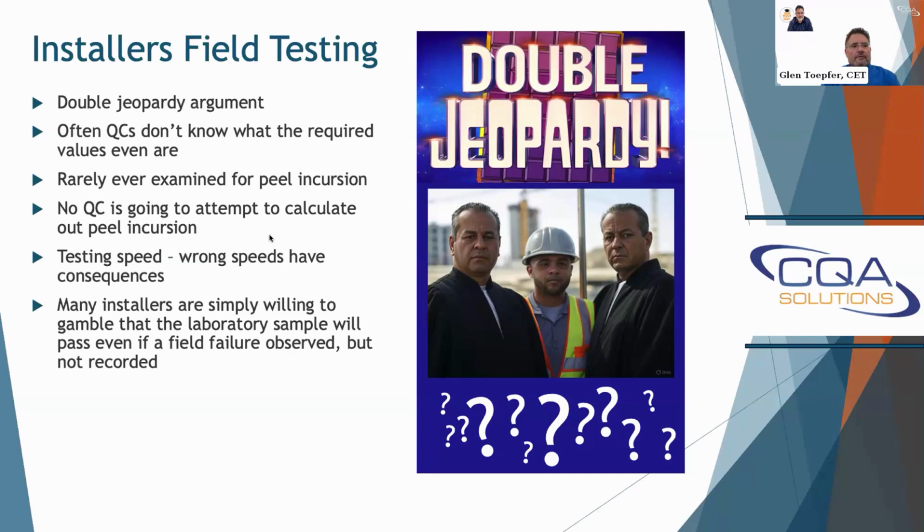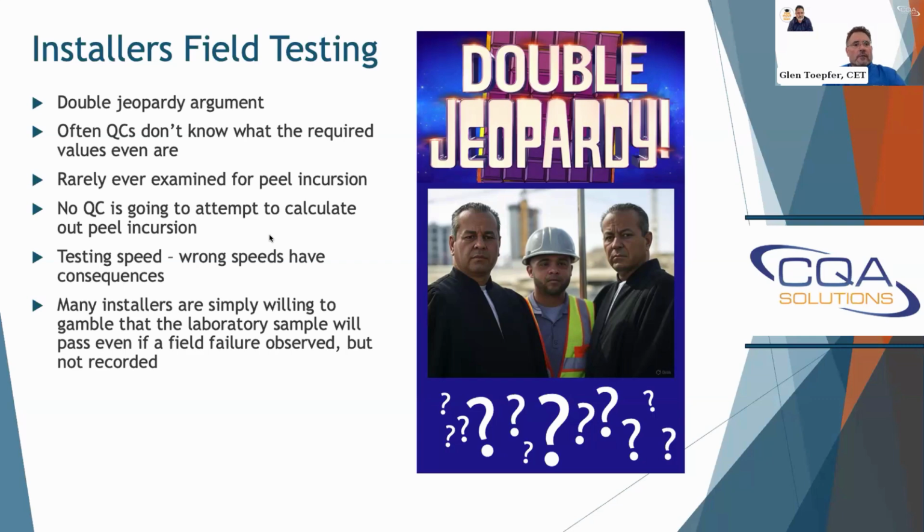Often we get QCs that don't know what the required values even are. And you can't always blame them. It's not communicated to them a lot of times, and then they're hopping from project to project. Somebody's got to really make sure that they know what's required, what they need to look for. A lot of times they're not even trained to know what peel incursion is.